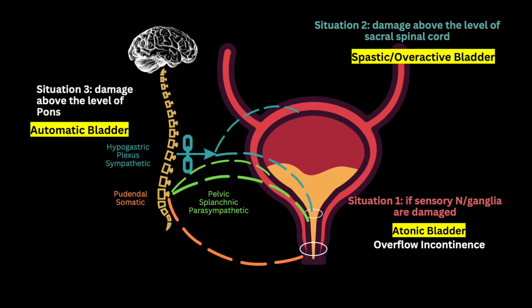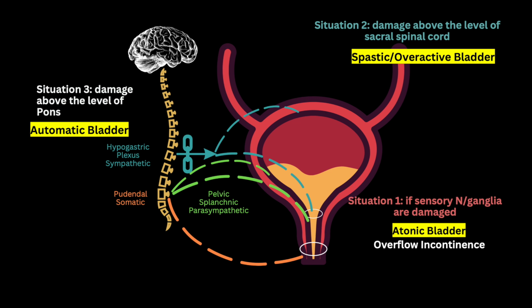Situation number 1. If sensory nerve or ganglia in the bladder are damaged, there is no stretch response and no reaction by the parasympathetic system. The result would be an atonic bladder, which will lead to overfilling of the bladder and overflow. It's called overflow incontinence.